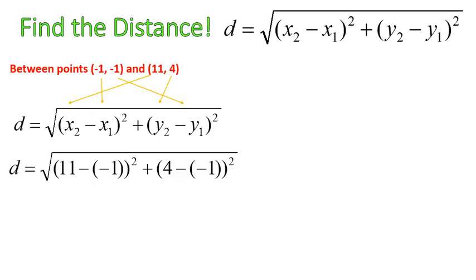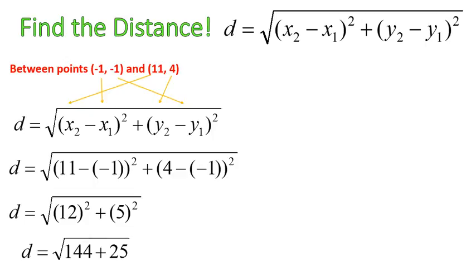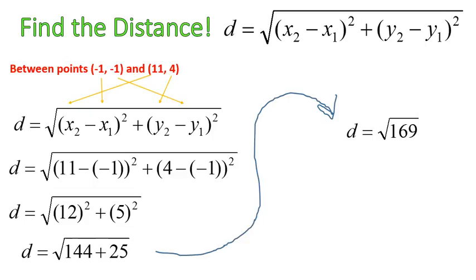Whenever you have these minus negatives, you change them into positives. So really this is like saying 11 plus 1 and 4 plus 1, which gives us 12 and 5. Squared, 12 squared is 144, 5 squared is 25. Let's move over to here. For the square root of 169, again, we are only working in positive numbers, in other words, the principal square roots, so our distance is 13. That's the distance between point 1, (-1, -1), and point 2, (11, 4).